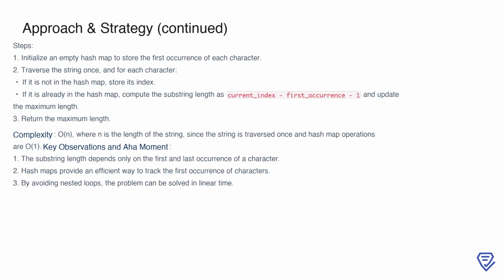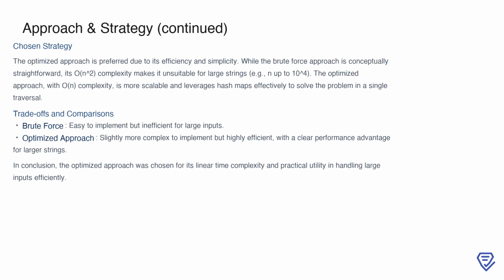By eliminating the need for nested loops, we achieve a linear time solution, which is critical for handling larger input sizes. Given the options, the optimized approach is the clear choice due to its efficiency and simplicity. While the brute force approach can be easier to understand conceptually, its n² complexity makes it impractical for larger strings, especially when n can go up to 10 to the power of 4.